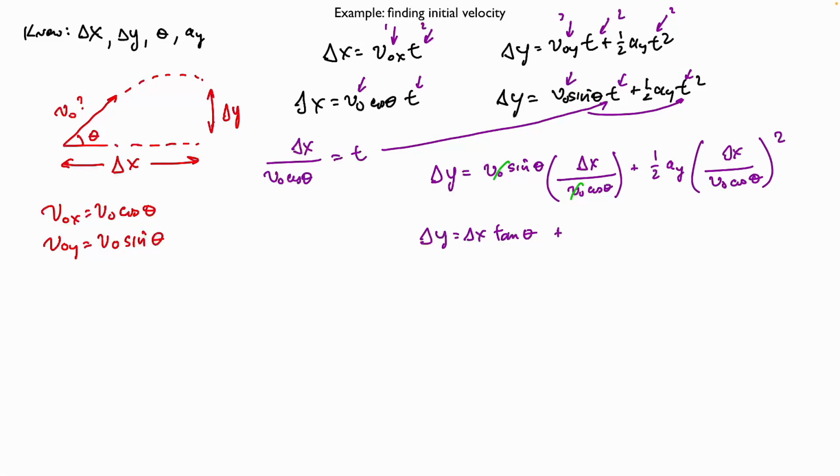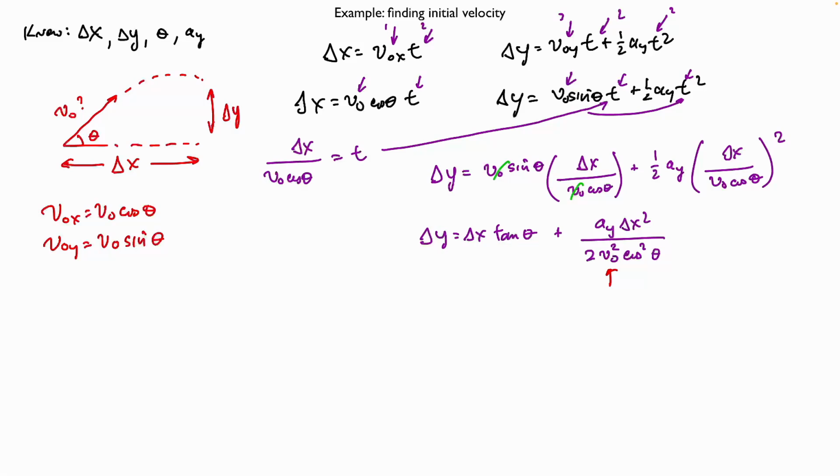Plus, and I don't have anything to help you over here, ay times delta x squared all over 2 v naught cosine squared. Oh, there's another square. Okay, so I carried my square through all the terms. The 1/2 was in the denominator already. Sort of cleaning stuff up there. Okay. What am I after?